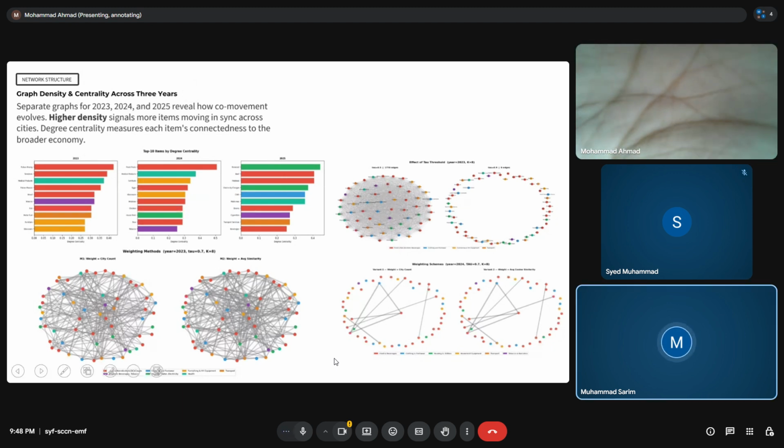An item pair might have 10 cities agree at just barely tau equals 0.7, a high city count but a moderate average. Another pair might have only 9 cities agree but the similarity in each is 0.95. Thus in both, the edge thickness varies greatly and shows a very different value.